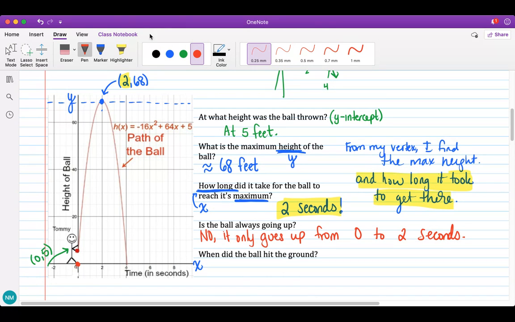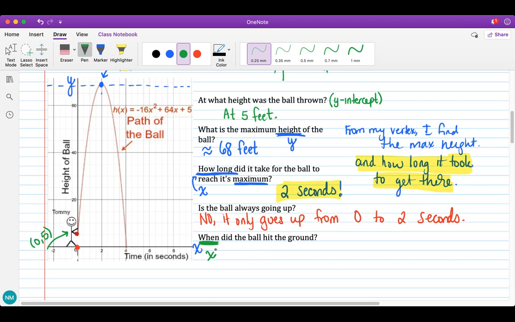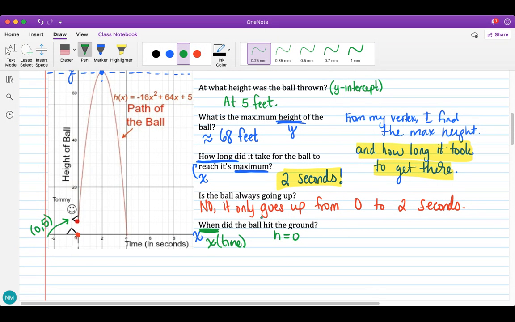When did the ball hit the ground? Now, again, the question is when? It doesn't want an X or a Y value. It wants an X value, because it's asking for time. So this is asking, at what time was h equal to 0? When the height was 0. The ground, height is 0, right? It's as low as you can get without going underneath the ground.